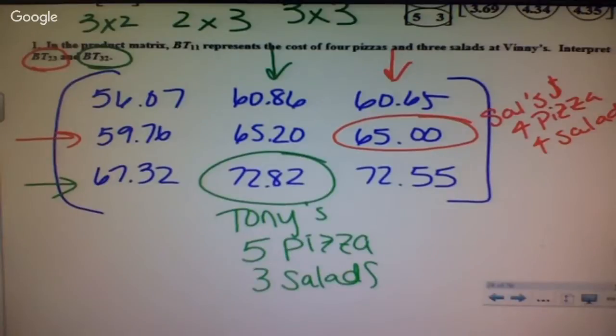Okay, so they might give you the 2 matrices that they multiply together. They may give you the answer for the multiplication. Then they might say, well, if I'm in BT12, what is that? What am I looking at? Can you interpret what it's saying?